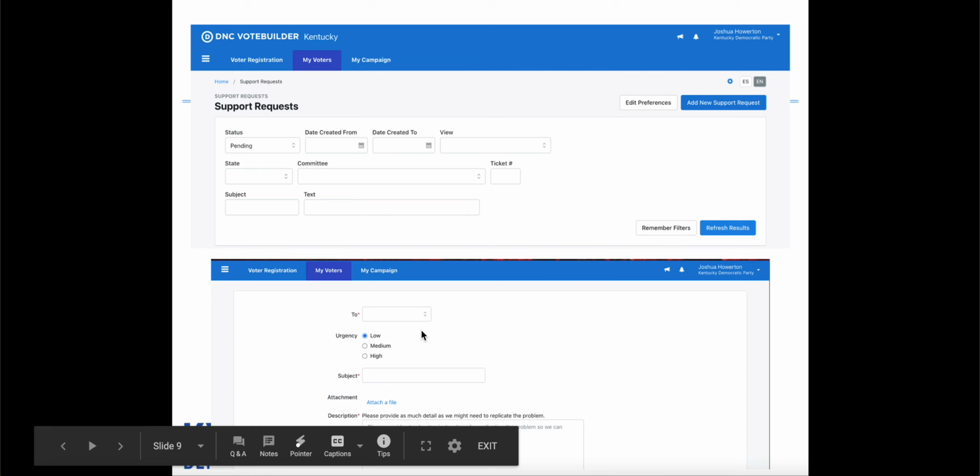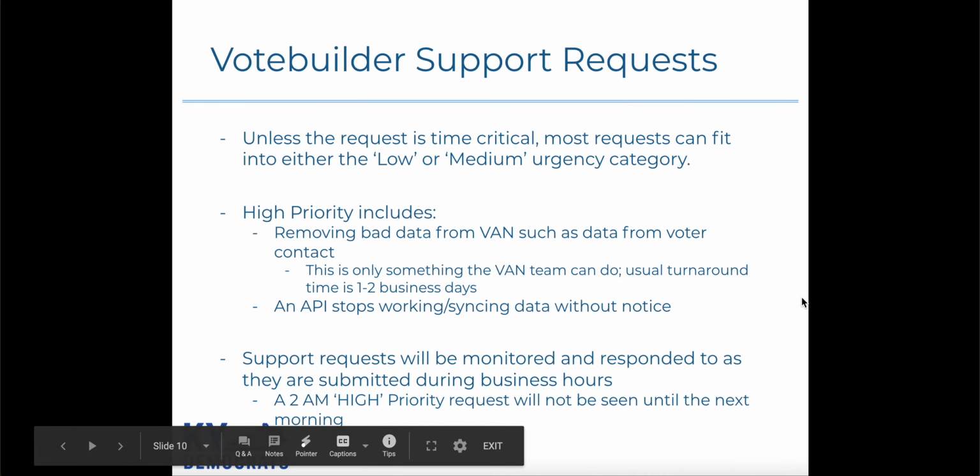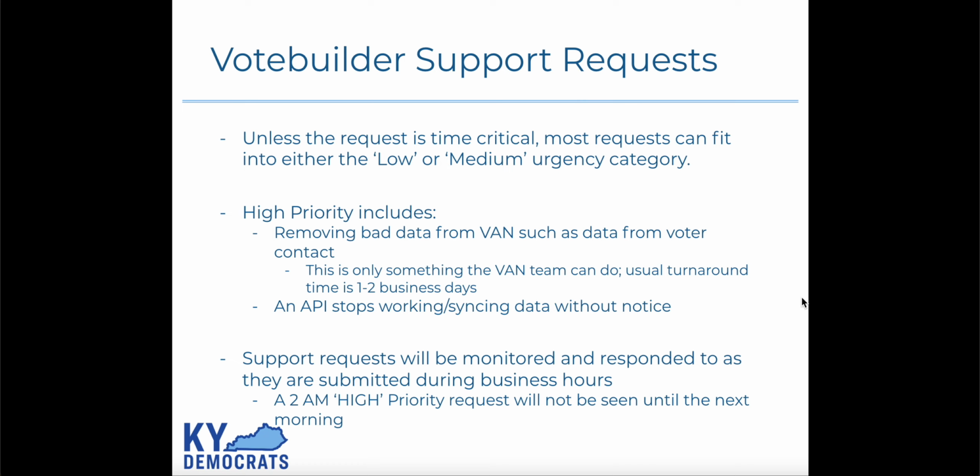And as you can see on the screen, the low, medium, high urgency and the ability to attach a file is included as well. So unless something is really time critical or really major, it's probably going to be a low or medium urgency category. High priority is usually going to be things like removing bad data from VAN. So if you have someone that's faking voter contact data, it's going to have to go up to VAN to get rid of. They can usually do this in about 1 to 2 business days. It might be a little bit longer based upon what else is going on. If an API stops working or syncs bad, this is another great place to do it.